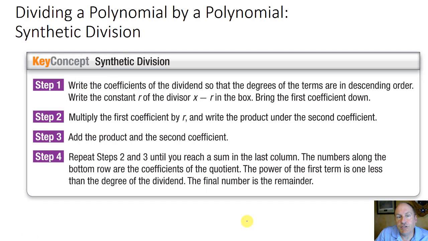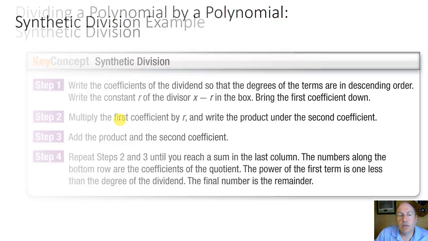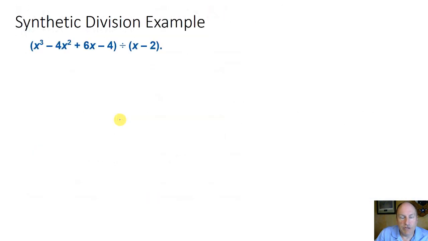Okay, in some cases, when we're dividing a polynomial by a binomial, a special polynomial with only 2 terms, we can use what's called synthetic division, which is a shortcut. Now, I'm not going to read through every one of these steps. We're going to actually do a couple of examples of it, but it is a slightly different process than long division. So let's say we take x to the third minus 4x squared plus 6x minus 4 and divide it by x minus 2.